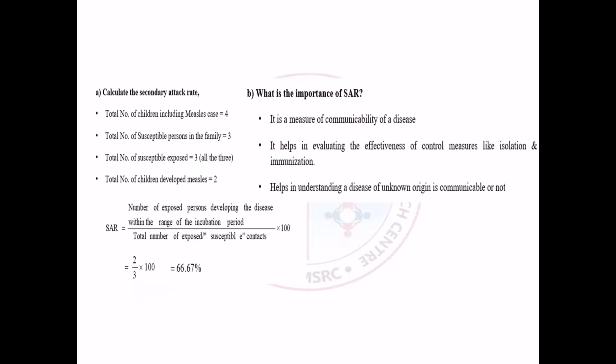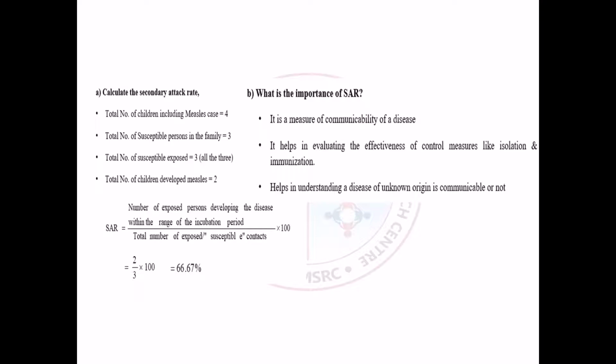So we are calculating the secondary attack rate. That is, secondary attack rate is equal to the number of exposed persons developing the disease within the range of the incubation period, divided by the total number of exposed, into 100. That is 2 by 3 into 100, so the secondary attack rate is equal to 66.67%.